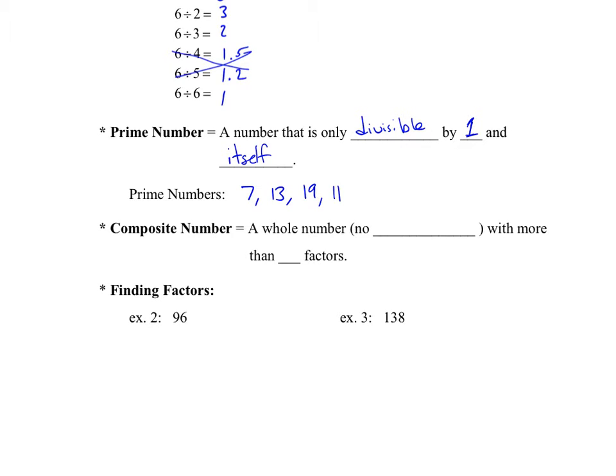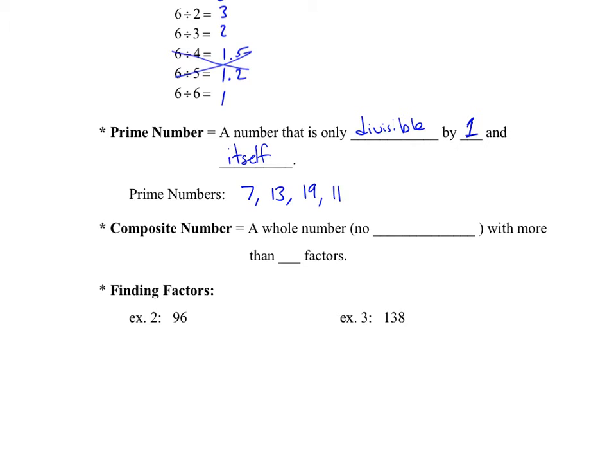There's lots of them out there. 21's no. 21 is divisible by 7 and 3. This is where you can only divide it by 1 and itself. So the only factors, the only numbers that fit inside of it, are 1 and itself.